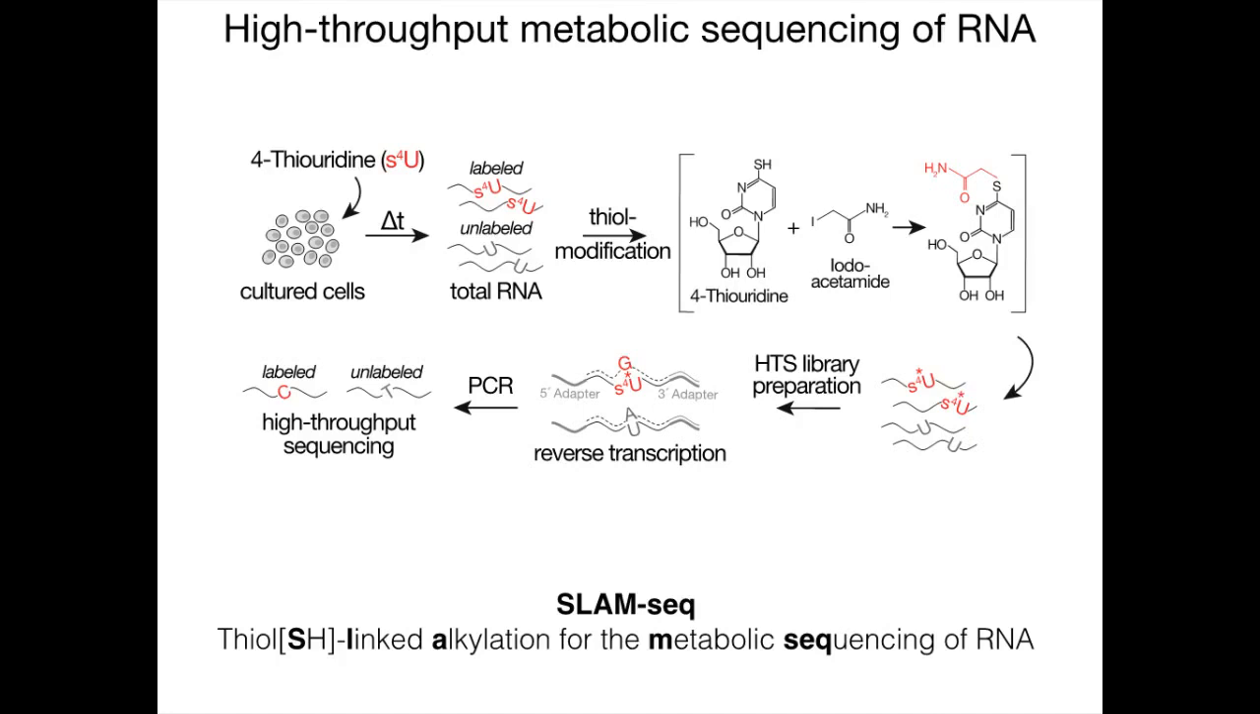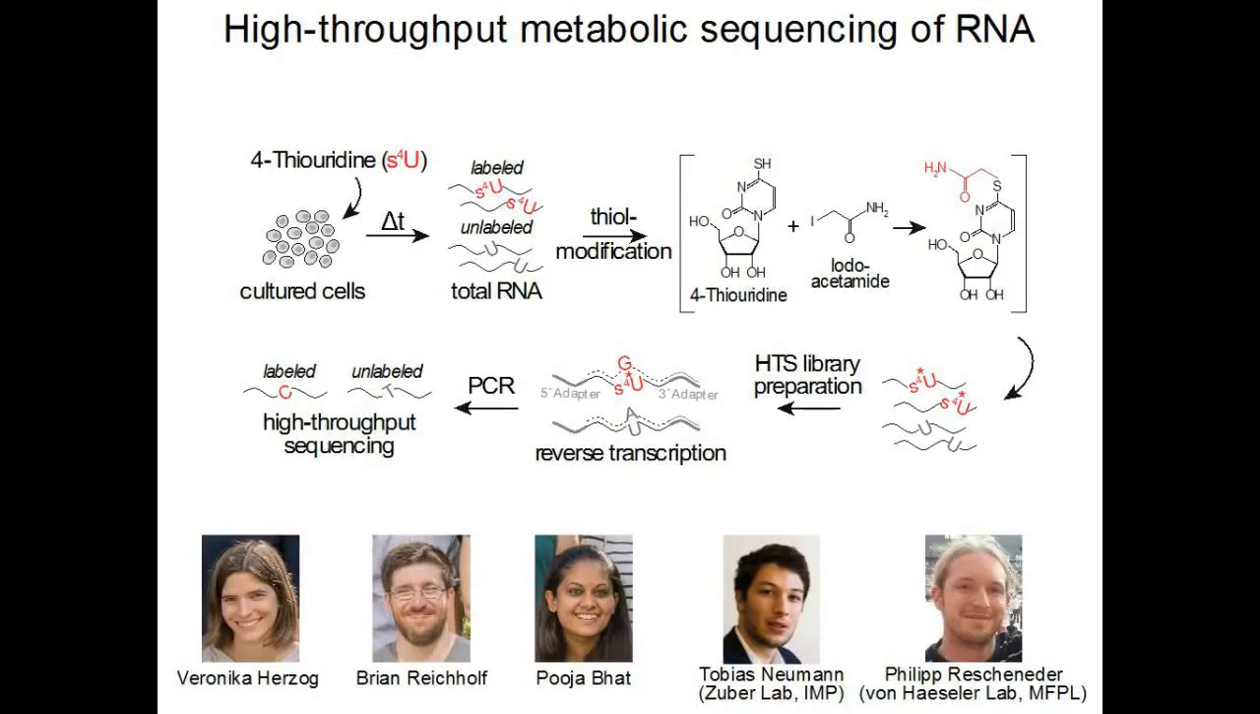So before I do so, I would like to highlight the people in the lab who really established SLAMseq. This project was led by an outstanding postdoc in the lab, Veronika Herzog, supported by a PhD student, Brian Reichholf. Brian is a PhD student who was involved in some of the bioinformatics work. And although I will not go into detail in this presentation about the bioinformatics background in analyzing the data, I would like to highlight two very gifted bioinformaticians who developed a sophisticated bioinformatics pipeline that enables the rapid analysis of SLAM-seq datasets, even for bench scientists. That is Tobias Neumann from the Institute of Molecular Pathology and at the Zuber Lab, as well as Philipp Rescheneder from Arndt von Haeseler's lab at the Max Perutz Laboratories, both located at the Vienna Biocenter.